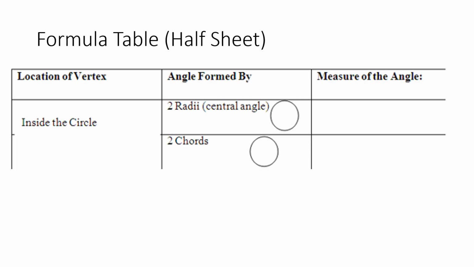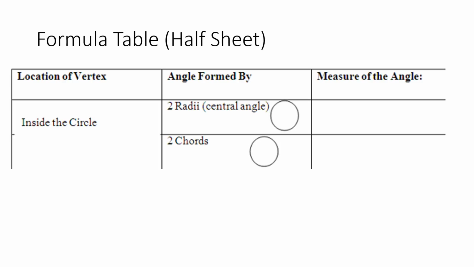So along with your foldable, you should have gotten a half sheet of paper. On this half sheet of paper, this is where we're going to keep track of all our formulas for circles and the angles within a circle. So the first thing we're looking at here is when angles are formed by two radii. This is what we just talked about.